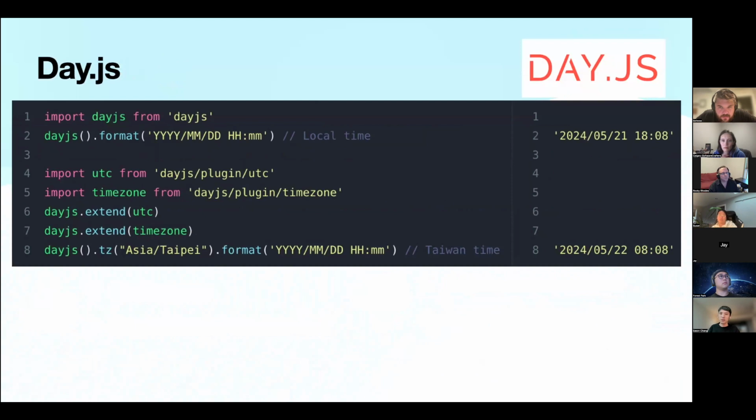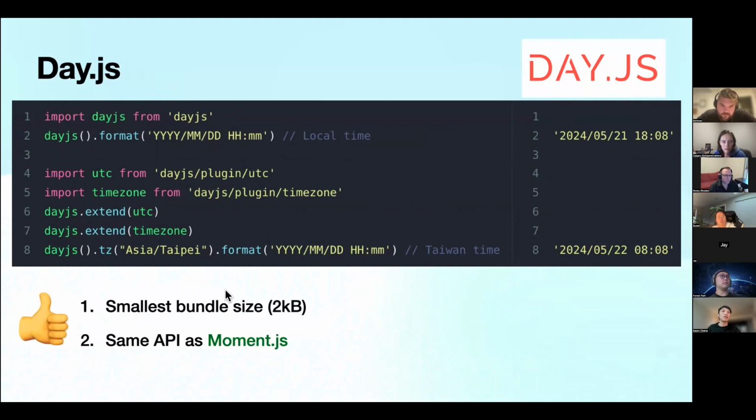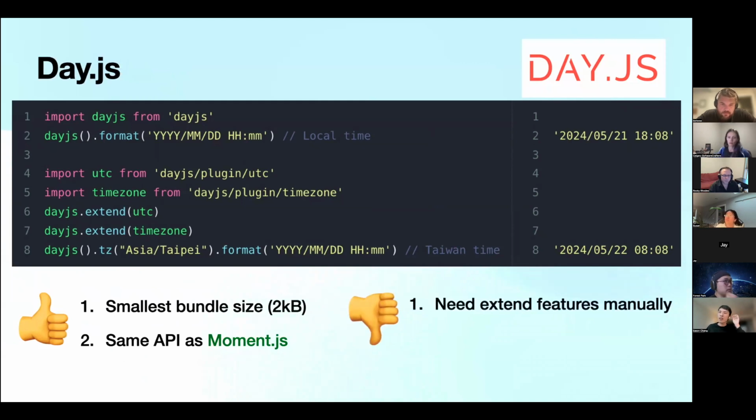So it turned to the second option, which is Day.js. For the same feature, I print the time in Canada and in Taiwan. The code looks like this, which is pretty similar, but you need to import more stuff. The pros is that it has the smallest bundle size among these four options, and the API is the same as Moment.js. So it's good if you are migrating from Moment.js.